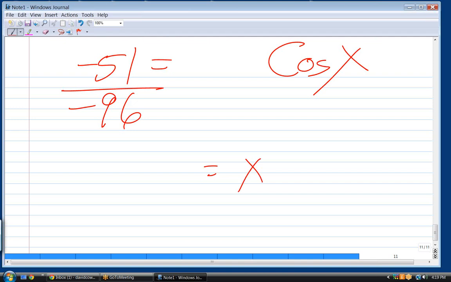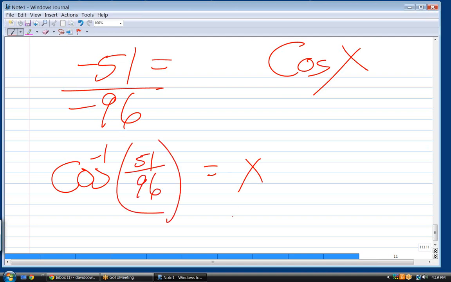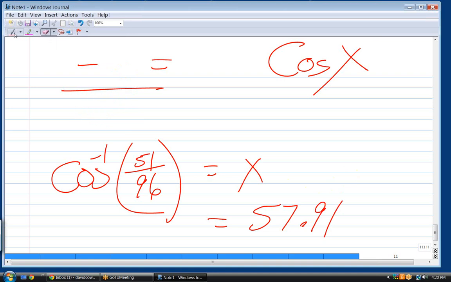Remember, if you're solving for an angle, you always need to be talking about inverse. X is 57.91. Well, what is it? It's the inverse cosine of 51 over 96, right? Yeah. Okay, what is that equal to? 57.91. Okay.